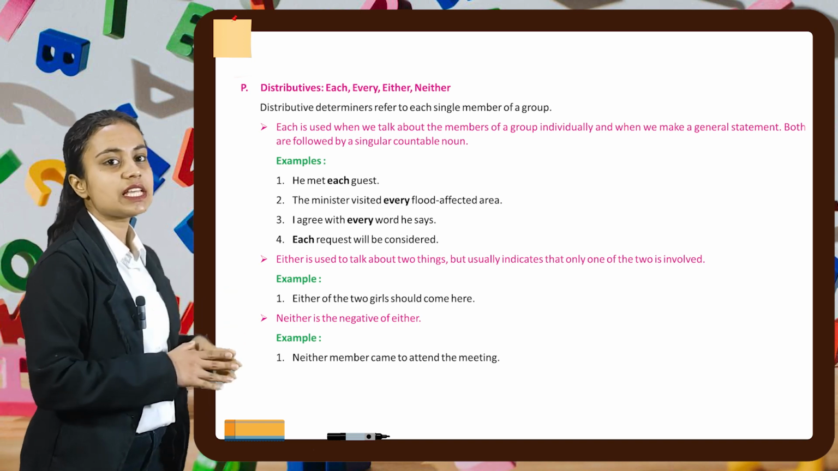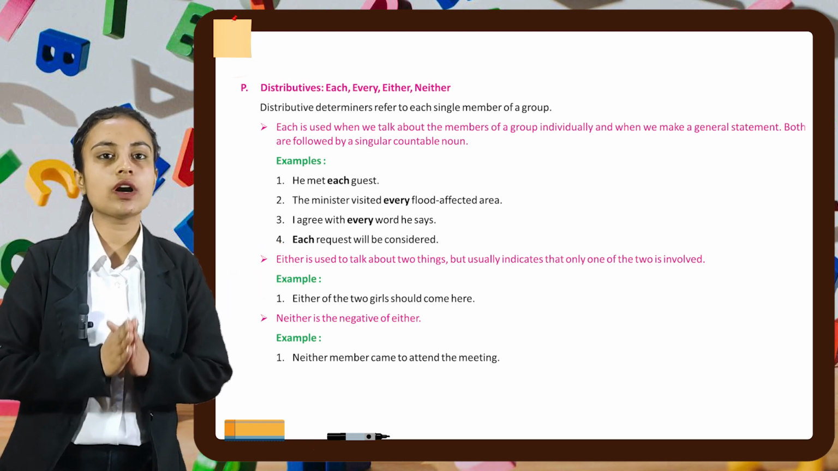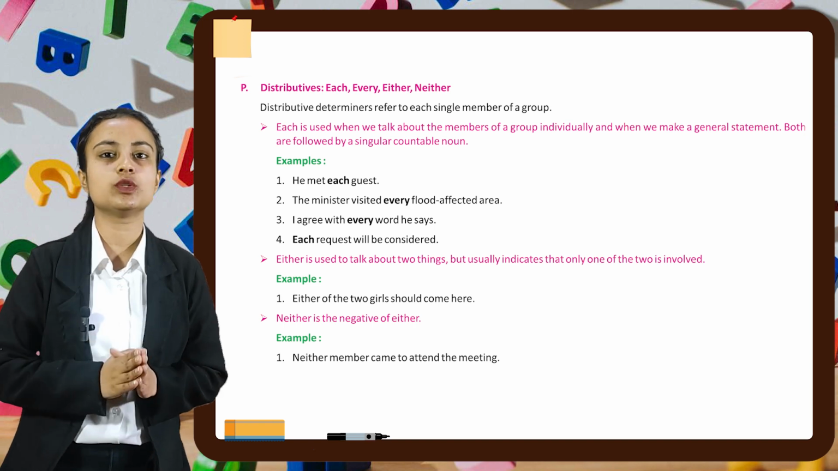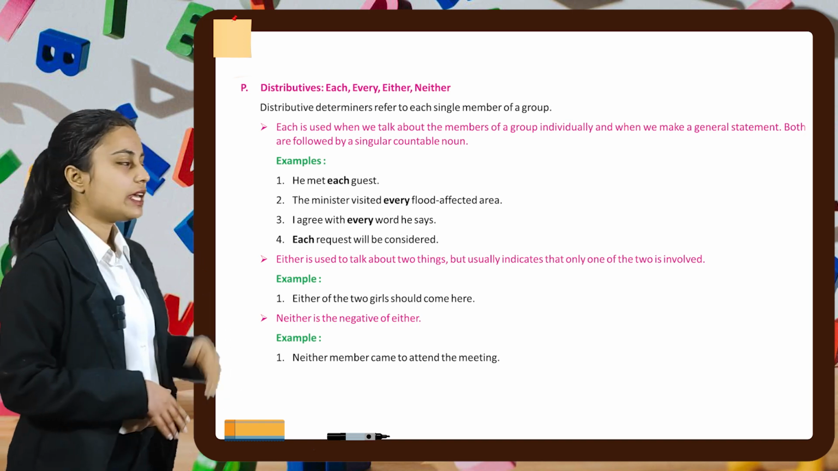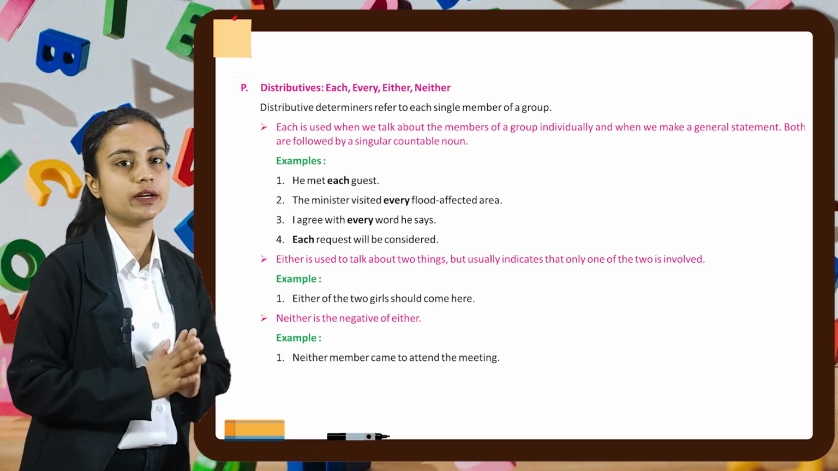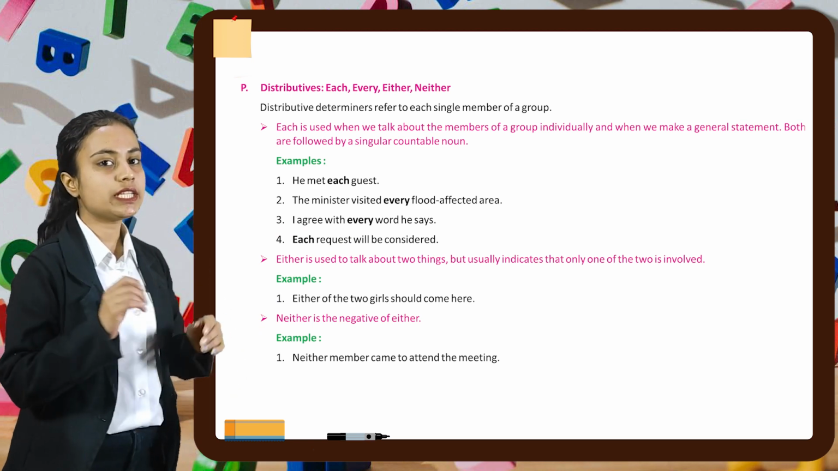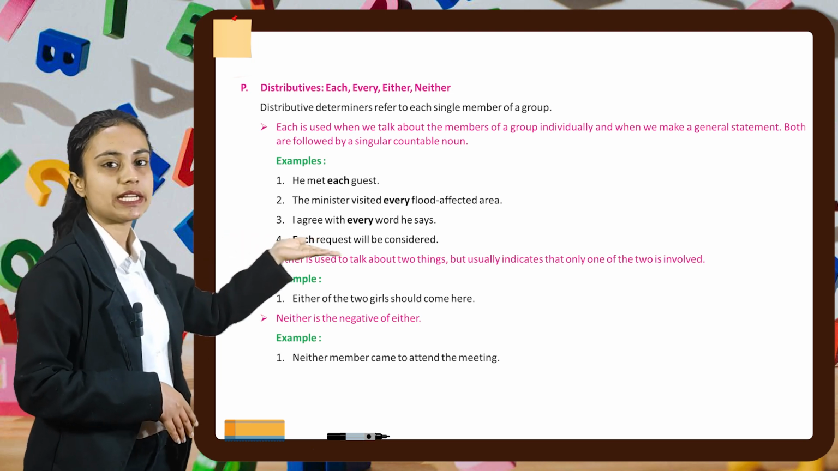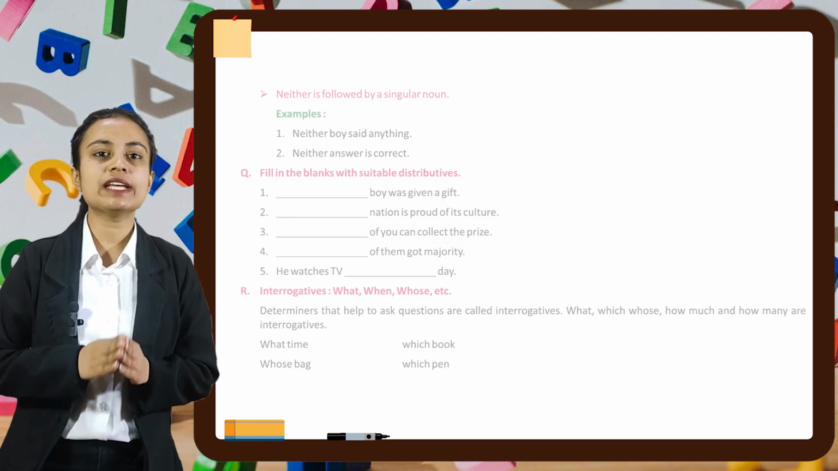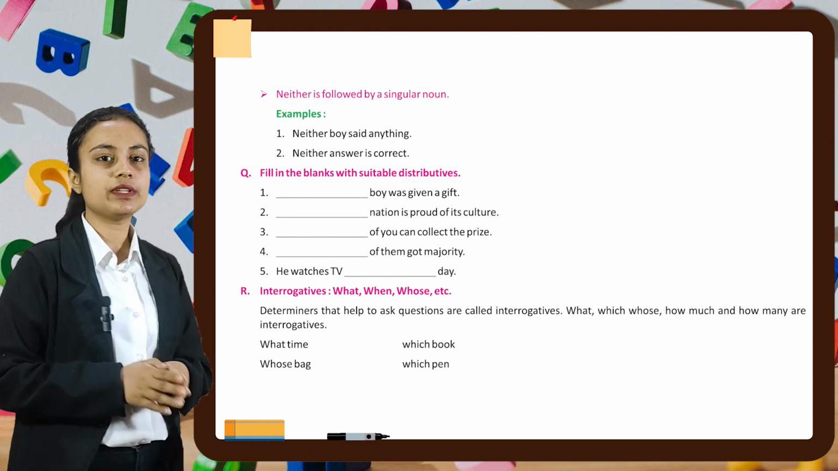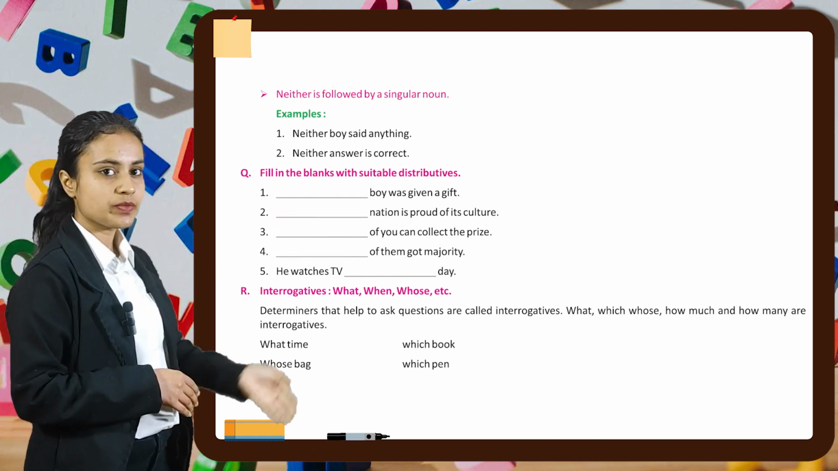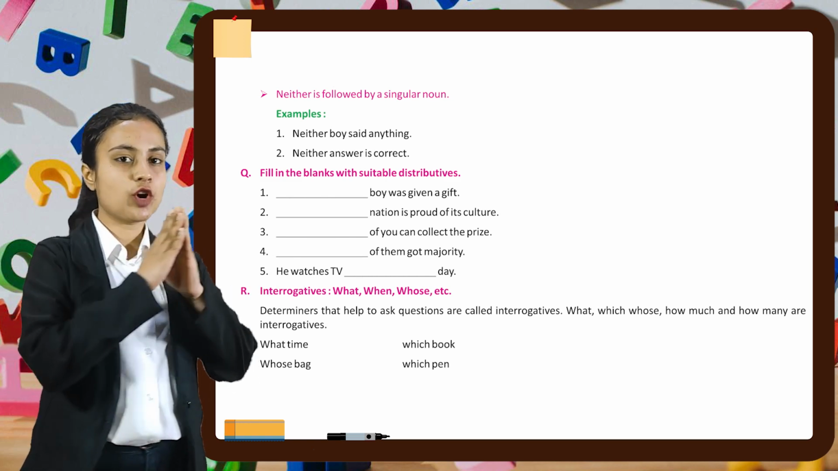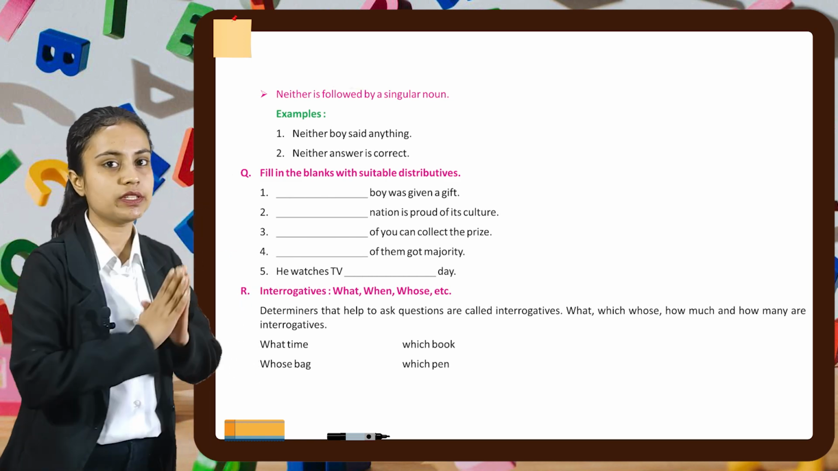Now the next point: either is used to talk about two things, but usually indicates that only one of the two is involved. For example, either of the two girls should come here. The next point is about neither. Neither is the negative of either. For example, neither member came to attend the meeting. Neither is followed by a singular noun. For example, neither boy said anything. Neither answer is correct.